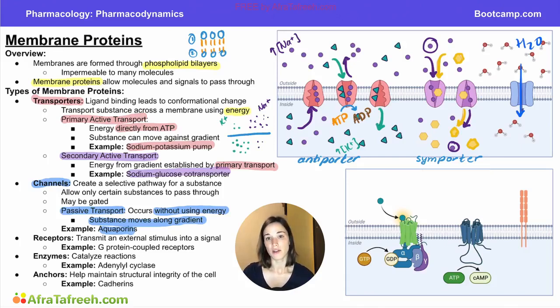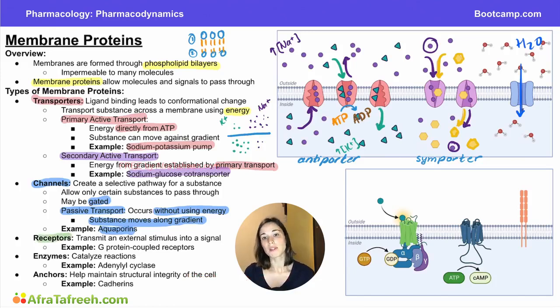As an additional layer of regulation, some channels can be gated, which means that they can be either open or closed by the cell. For example, there are voltage-gated channels that are only open once the cell hits a certain membrane potential, and ligand-gated channels that are only open when a specific molecule is bound to the channel. Next, we'll discuss receptors.